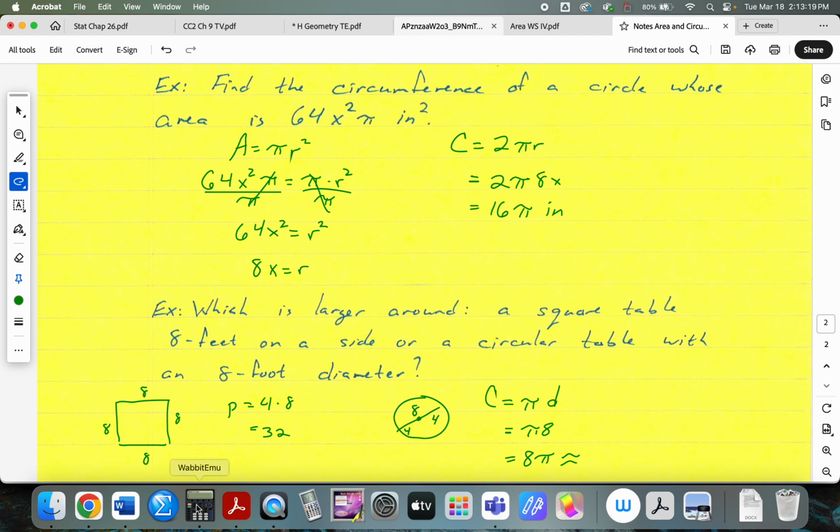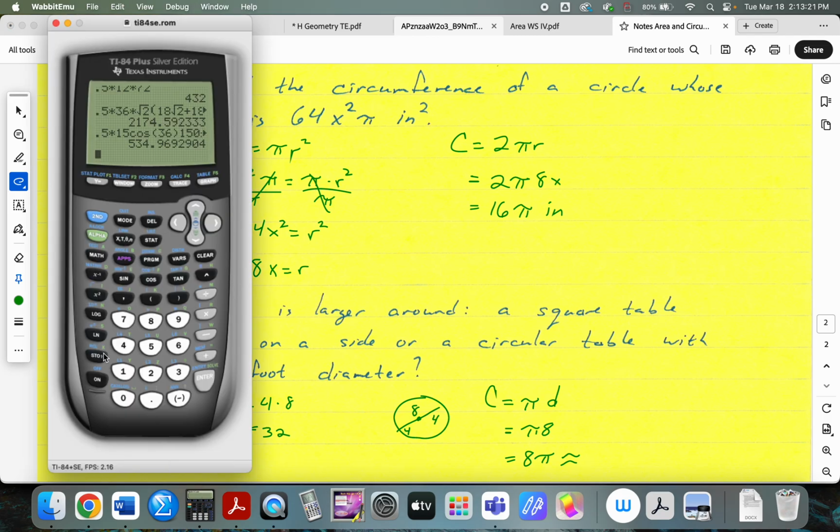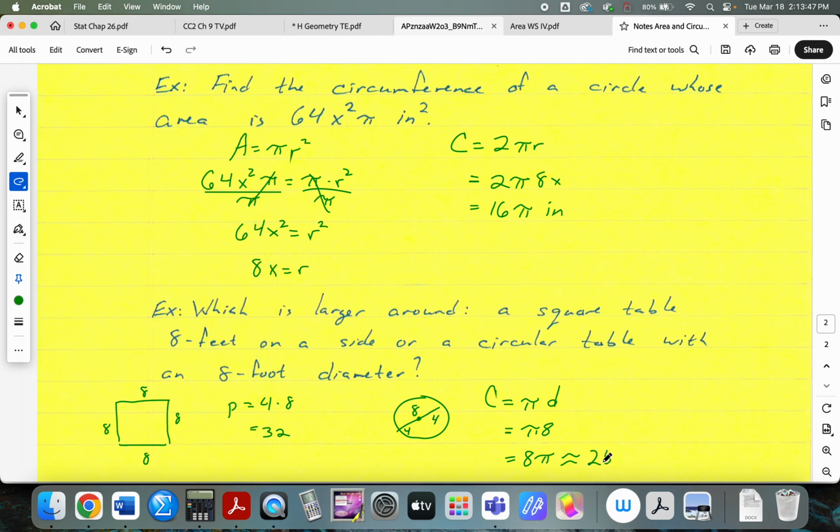So I'm going to use my calculator. If you have a TI, you have a pi button on your calculator. If you do 8 times, right underneath the clear, you notice that there's pi in blue. So you're going to press the blue second button before you press that. And it's about 25.13. So which one is larger around? The square table.